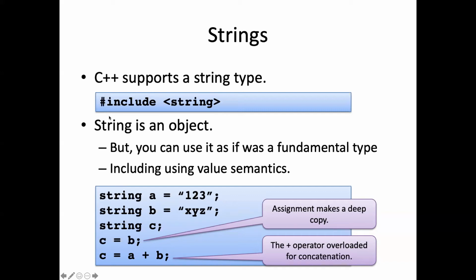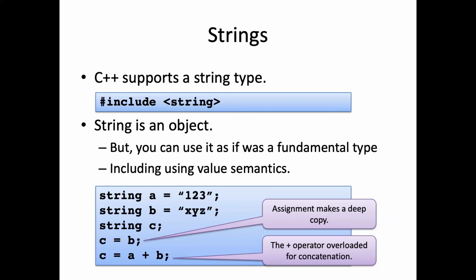When you declare instances of this type, you can initialize them using the same syntax you would use for an array. So here I'm making a string A, and it gets a copy of the string 123 in it. When I'm making B, it gets a copy of the string XYZ. Here I'm making a string C. I didn't initialize it, but since it's an object, it automatically initializes itself. So I don't have to worry about it containing random garbage like a typical local variable would. Since it's an object, it initializes itself to be an empty string.